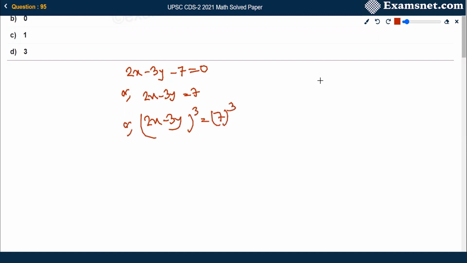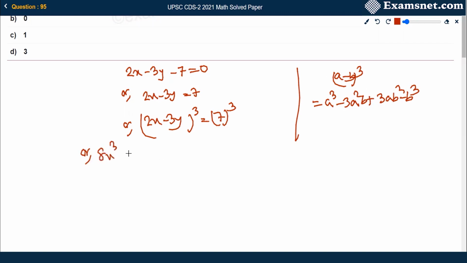Now what is the formula of (a minus b) whole cube? That is a cube minus 3a square b plus 3ab square minus b cube. Exactly the same way we are expanding this: 8x cube minus 36 x square y plus 54 xy square minus 27y cube equals 343.